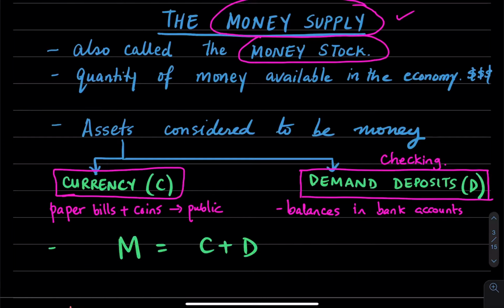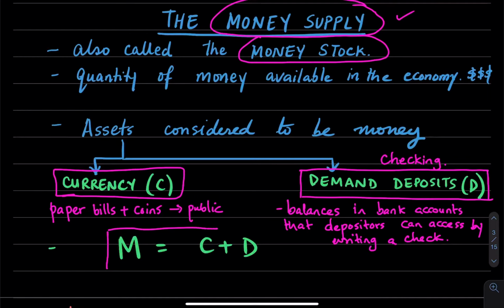These are really balances in bank accounts that depositors can access by writing a check. So we can basically say that money supply equals currency plus demand deposits. Now, you might think that there are many other things that could go into the calculation of how much money is out there, but this is the simplest definition that we're going to run with. But there are very many measures that help us understand what goes into the calculation of money.